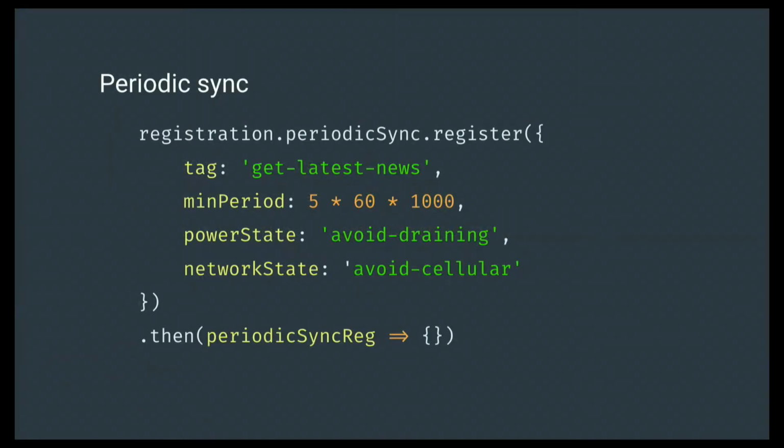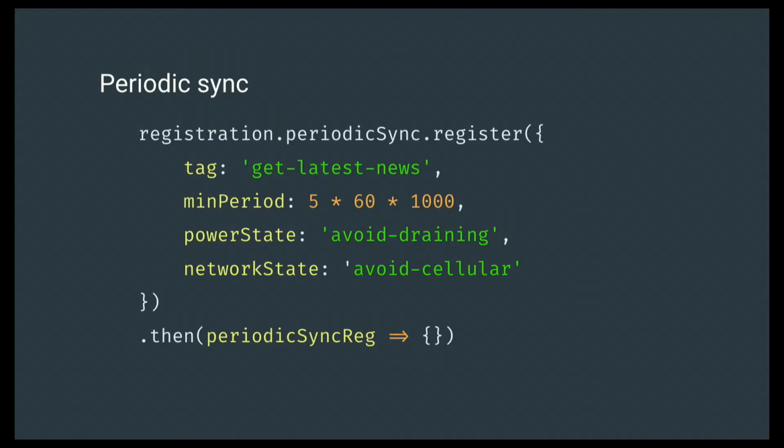Another one is periodic sync. This one is currently being standardized, so it doesn't work on any browser yet. It might change as well. It allows you to run a piece of code every certain interval, a minimum period, and even if your website is not running. You can also be specific about the power state and the network state.